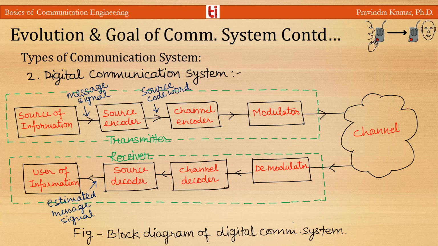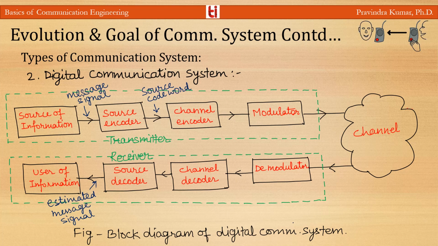The source decoder is at the receiver end and behaves exactly in an inverse way to the source encoder. It delivers to the user or destination the original digital source output, so it will estimate the message signal at the receiving end. The main advantage of using source coding is that it reduces the bandwidth requirement.